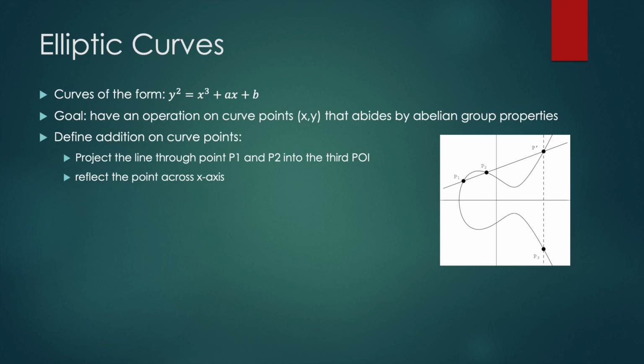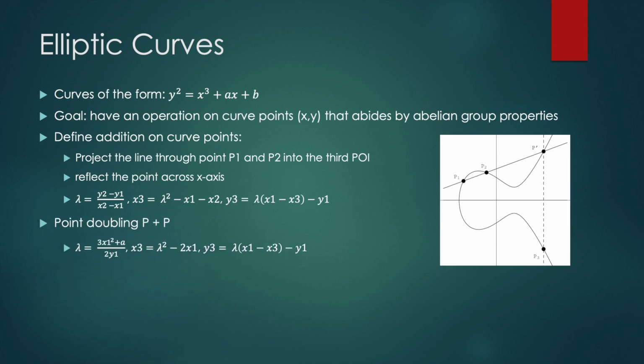We can then set up equations for x3 and y3. So the slope obviously is rise over run, so y2 minus y1 over x2 minus x1. Then when we solve for x3, we get slope squared minus x1 minus x2. And when we solve for y3, we get slope times x1 minus x3, and all of that minus y1.